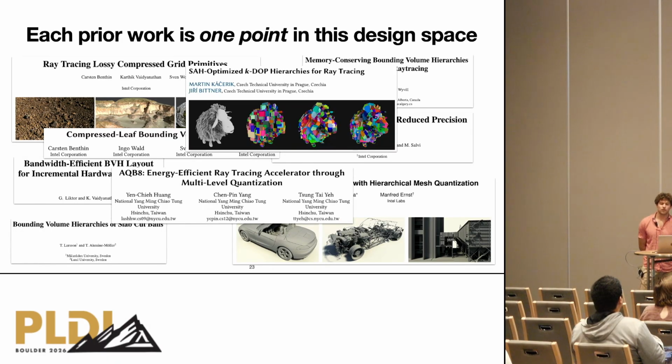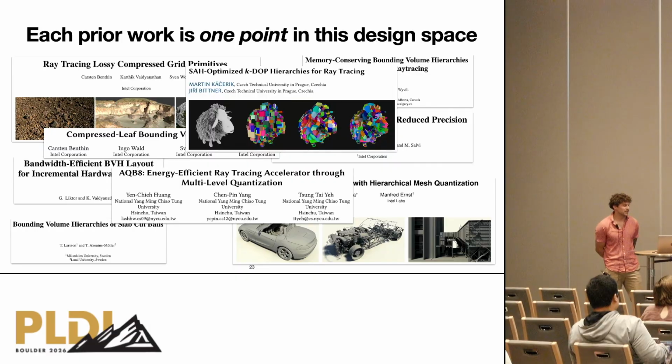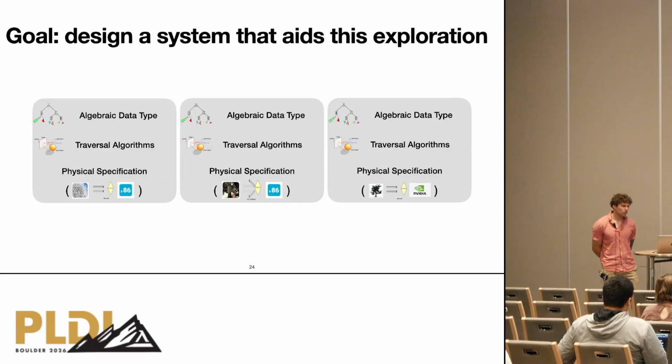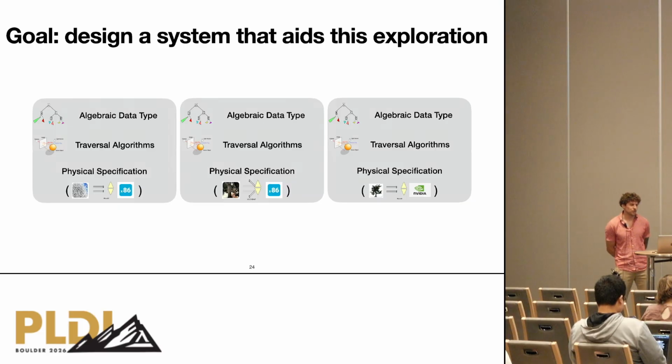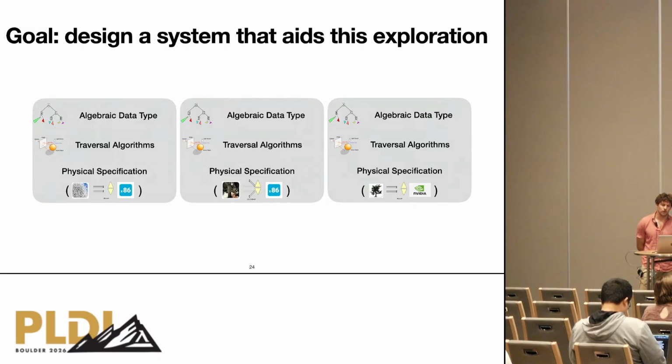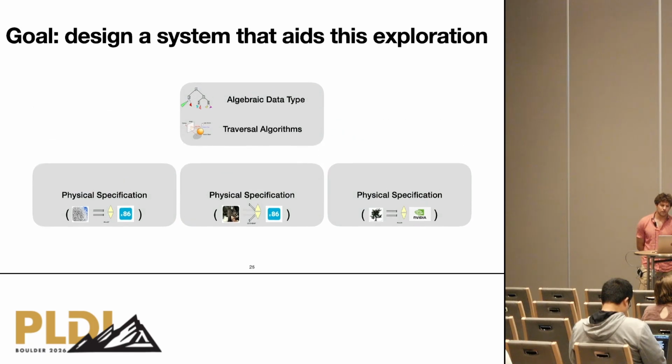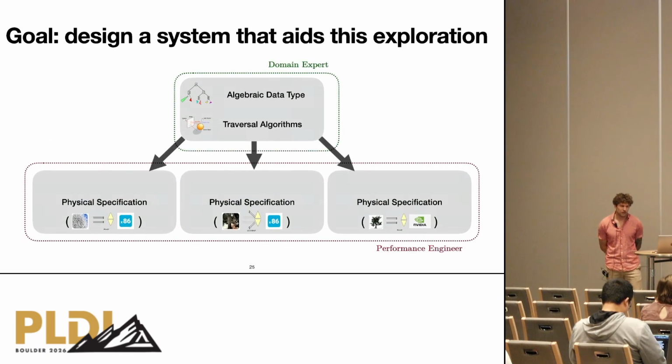And so obviously one sub-goal of this work is to design a language that can express many of these layout optimizations. But more importantly, what we want to do is get away from this traditional approach where every time you need to explore a new physical layout, you have to write the logical specification in the algorithm over and over again. And so we propose this decoupling, where one time the domain expert writes an algebraic data type for the BVH, as well as a set of traversal algorithms, and separately the performance engineer can provide different physical specifications to explore perhaps different evaluation contexts or different points on the Pareto frontier.